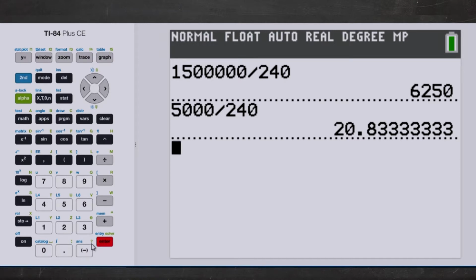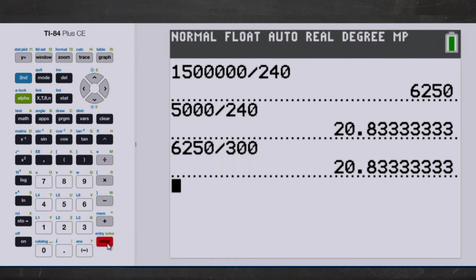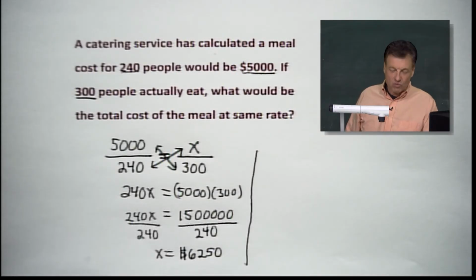And let's see if we get the same cost per meal when we do, what was it, 6,250, I believe. And we divide that by, what was it, 300? They keep me honest upstairs. There we have it. So the rate is the same, and that's the whole idea. We wanted to keep the same rate and see what we would be able to do. And that's how we work proportionals, okay? That is one of those great areas.